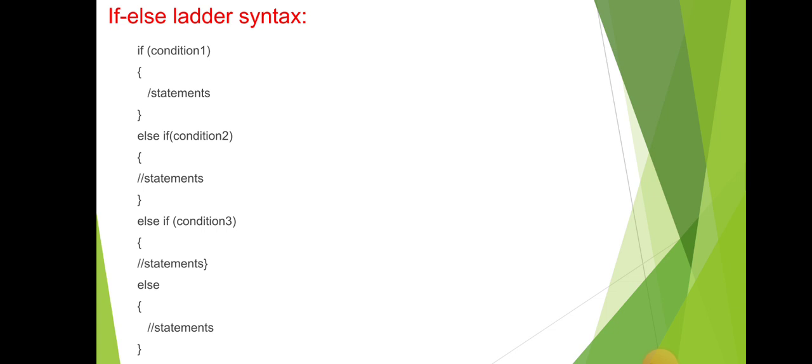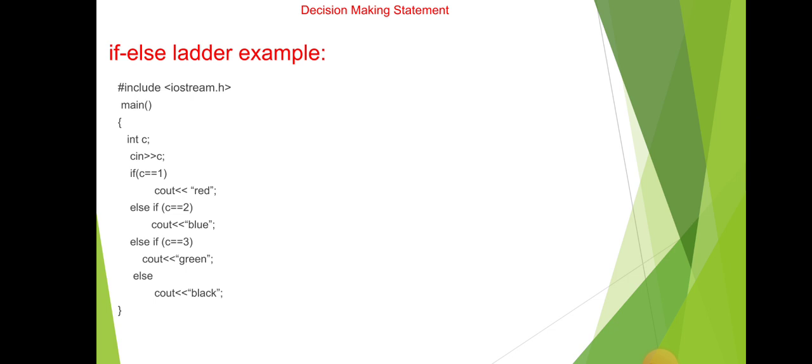Next, the if else ladder syntax. If else ladder means continuously checking the condition. If the condition is true, one statement part is executed; otherwise the next condition is checked, and the next condition continuously goes on. This is an example for if else ladder. One input is C. If C equal to 1, red is displayed, else if C equal to 2, blue color, else if C equal to 3, green, otherwise black is displayed. In this way the if else ladder is used.